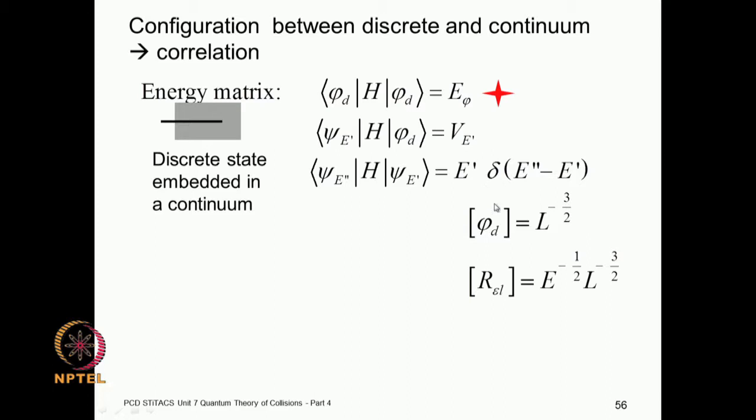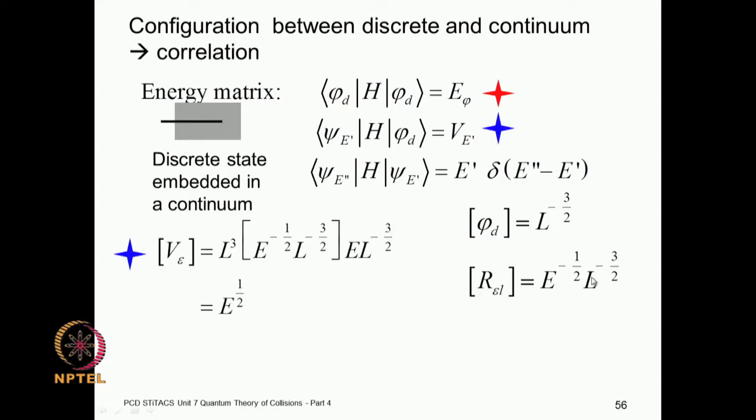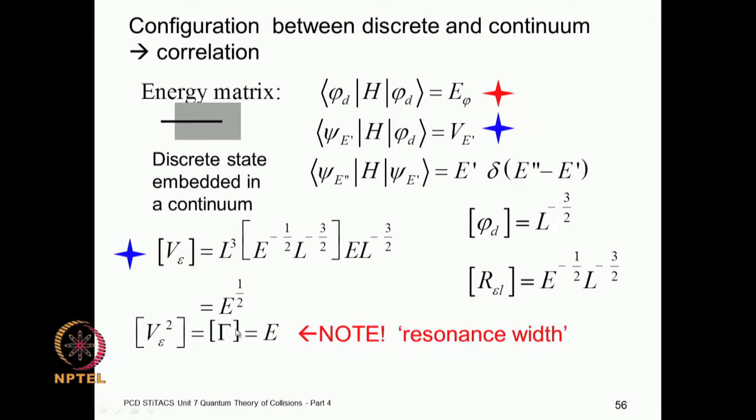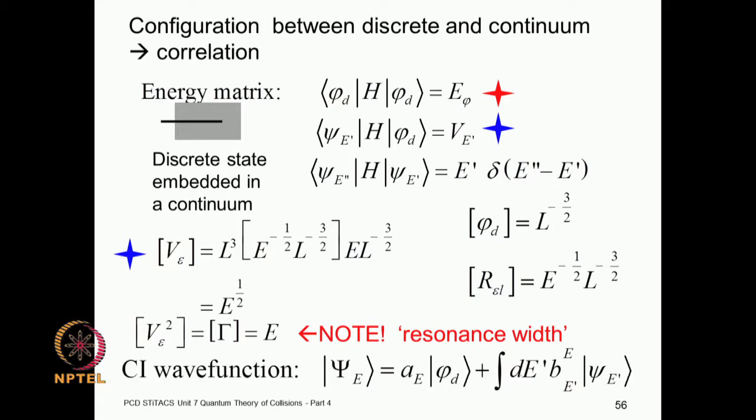Now the thing to remember, as I mentioned earlier, is that this has a dimension of L to the minus 3 by 2, and this will have a dimension of E to the minus half L to the minus 3 by 2. So what is the dimension of V E? The dimension of V will be E to the half. So this V has a dimension of root energy, and this is to be remembered because when we take its square, you get the energy width, which has the dimensions of energy. So that comes out as V square in our analysis. So just remember these dimensions.